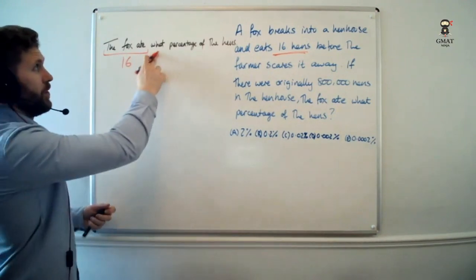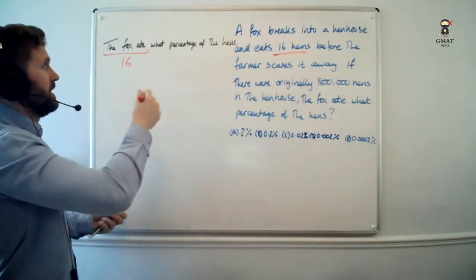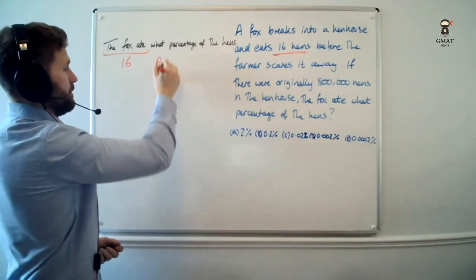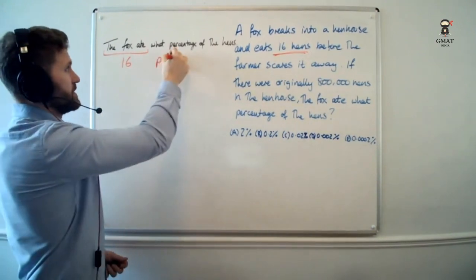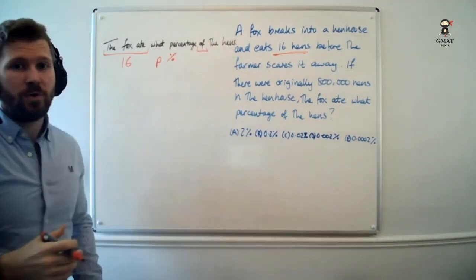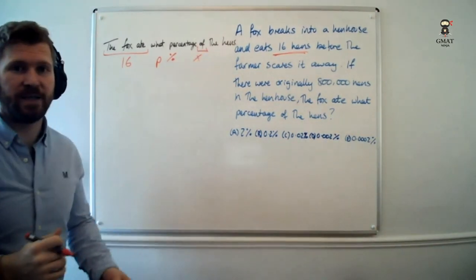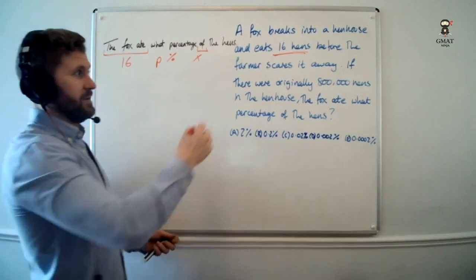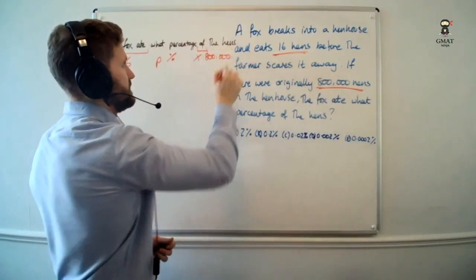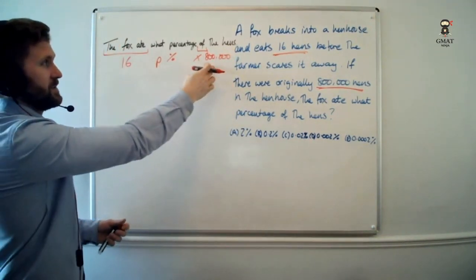Now, the next bit, what percentage? So I've got an unknown percentage here. That's basically the question. So let's come up with some sort of letter, and I'm going to call that P%. Now, the word "of": when you're converting text into algebra, you can substitute the word "of" for a multiplication. And then the hens, we were told that there were 800,000 hens in this hen house. And now we end up with 16, P%, times 800,000.